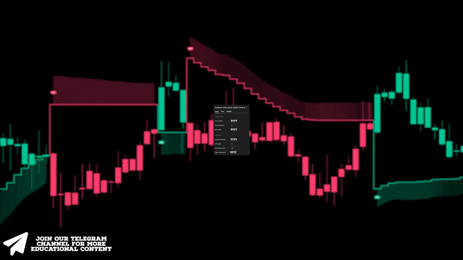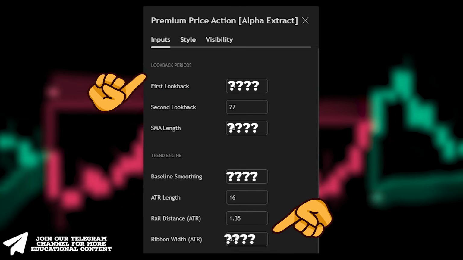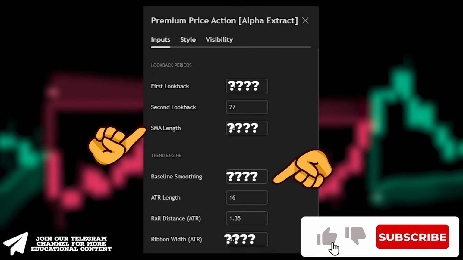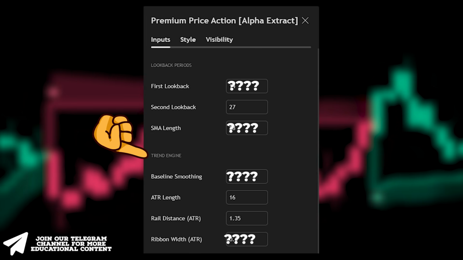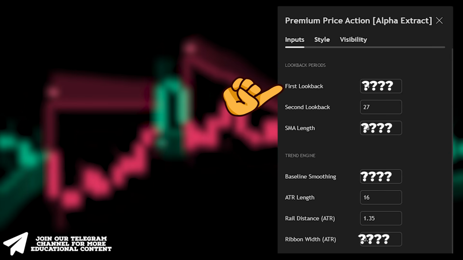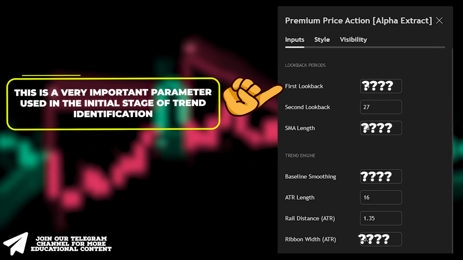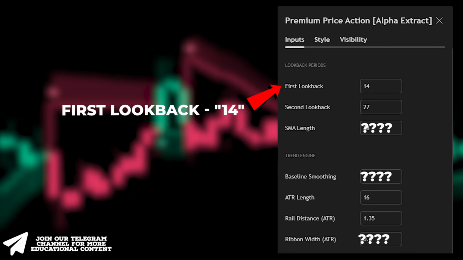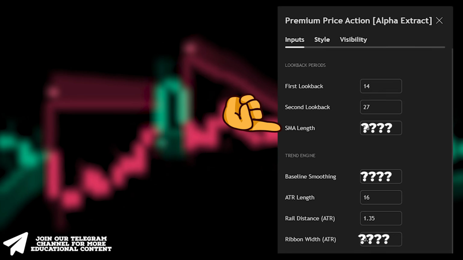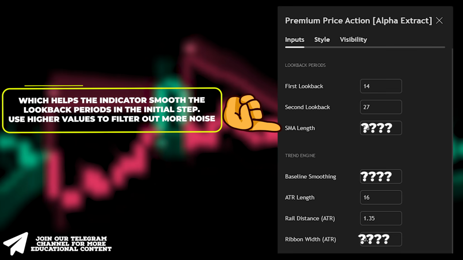So, open the Inputs menu, where we will work with two groups of parameters, one controlling the look-back, or the core engine, and the other handling the second stage of trend identification. We start with the first look-back, a very important parameter used in the initial stage of trend identification. For the 15-minute time frame, we increase the value to 14. Next, there is the SMA length, which helps the indicator smooth the look-back periods in the initial step. Use higher values to filter out more noise.